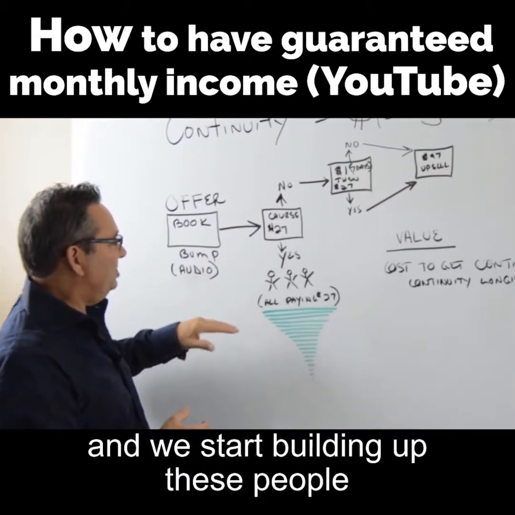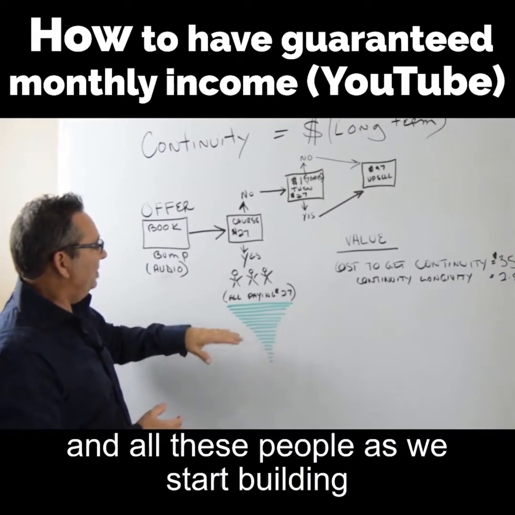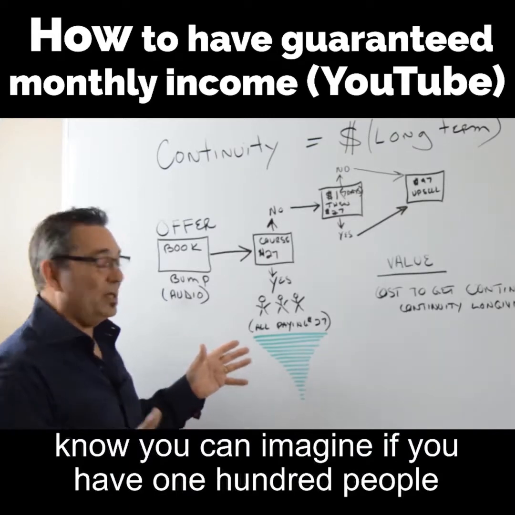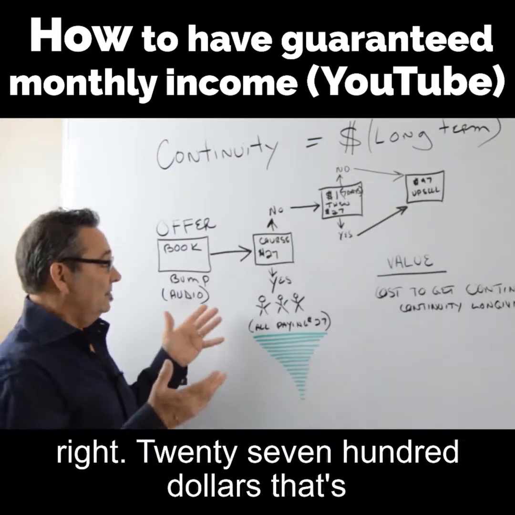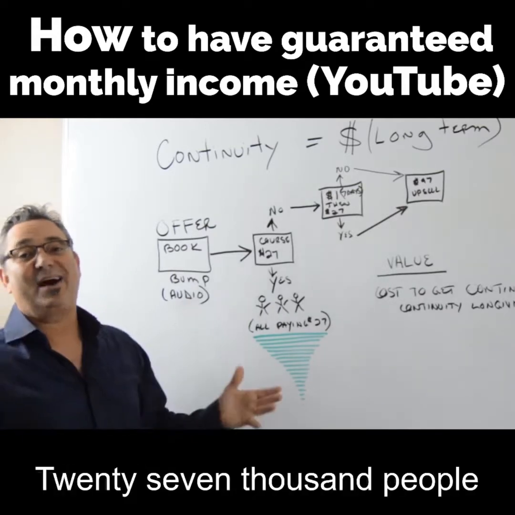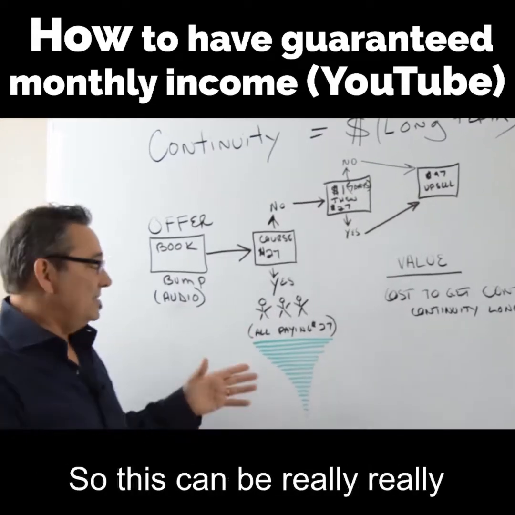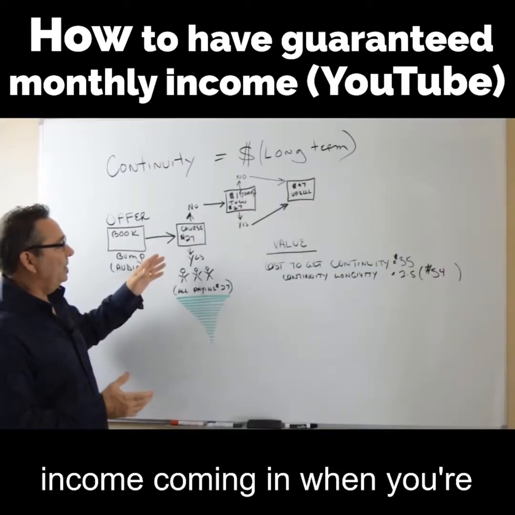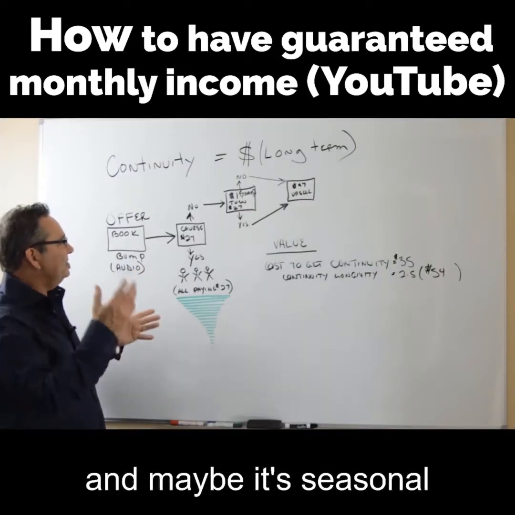And we start building up these people, and as we start building them up, they're paying me $27 a month, and that's great, because you can imagine if you have 100 people paying you $27 a month, right? $2,700, that's kind of nice, right? Or 1,000 people, $27,000, or 10,000 people. So this can be really good to have this extra income coming in when you're selling your other products, and maybe it's seasonal or whatever.